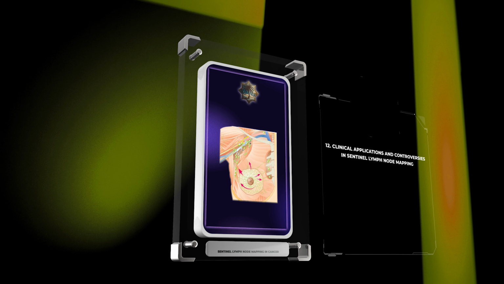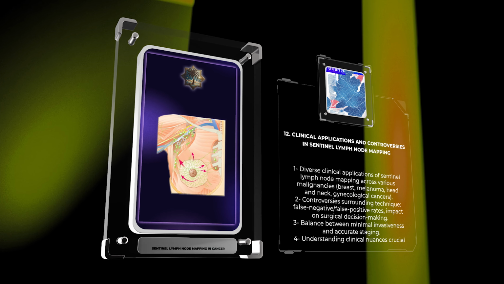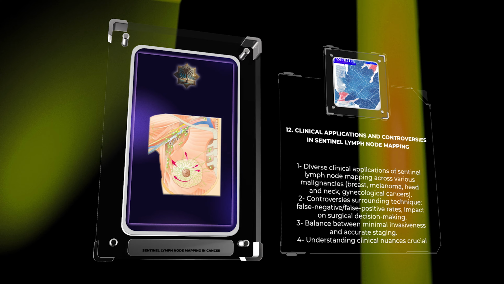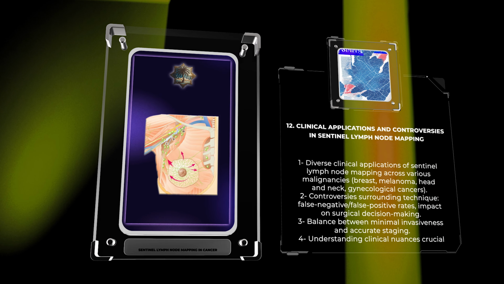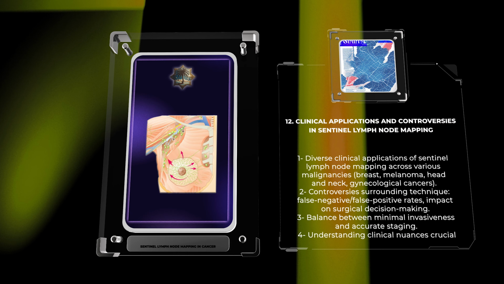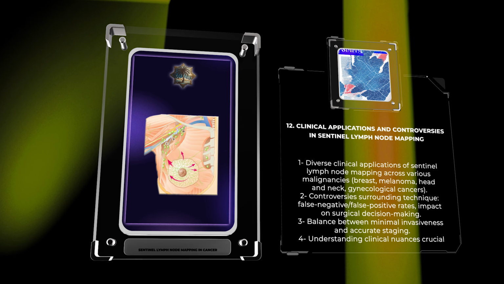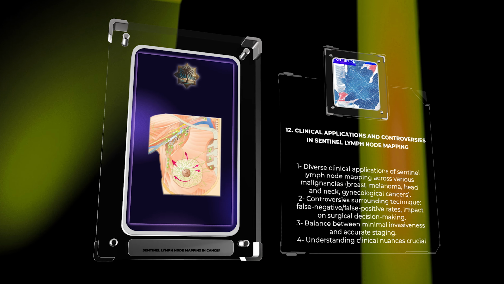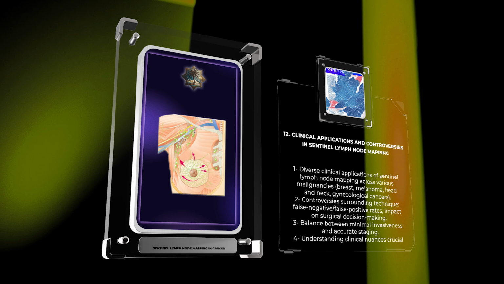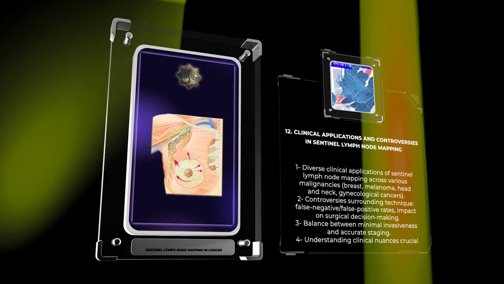This final topic explores the diverse clinical applications of sentinel lymph node mapping across various malignancies, including breast, melanoma, head and neck, and gynecological cancers. We delve into the controversies surrounding the technique, such as the false negative and false positive rates, the impact on surgical decision-making, and the balance between minimal invasiveness and accurate staging. Understanding these clinical nuances is imperative for comprehensive patient care.